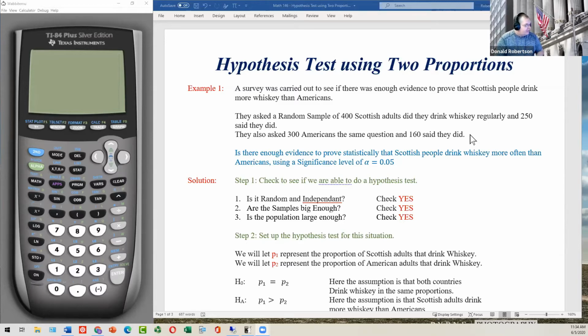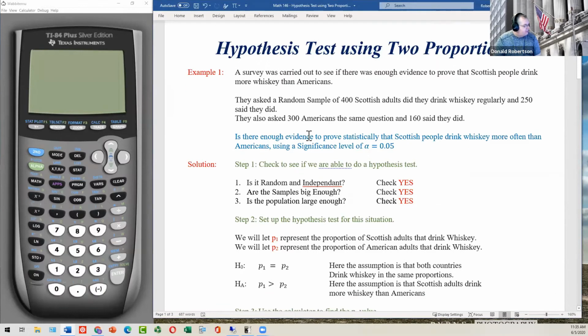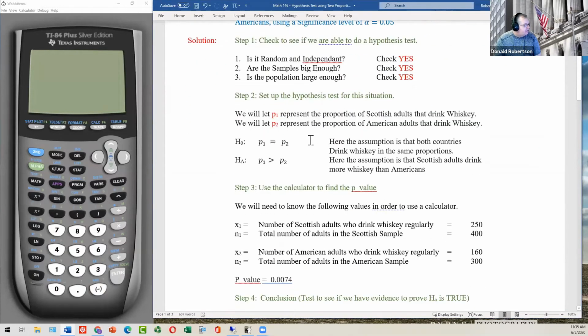So is there enough evidence based on 2 different samples, right? Americans and Scottish, right? Is there enough evidence to prove statistically that Scottish people drink whiskey more often than Americans? And that's the place where the alpha will be given to you. Almost always it's the last thing you see written down. So in this case, it's going to be 0.05. So we're going to go through a little bit quicker because you can certainly read this on the video if you need.